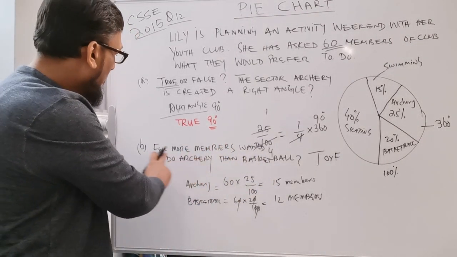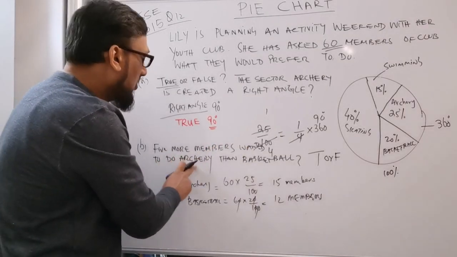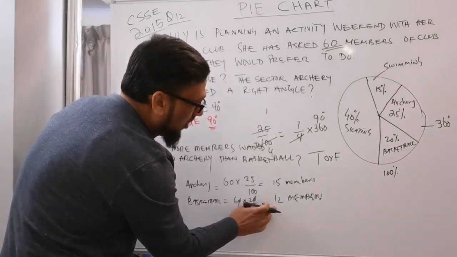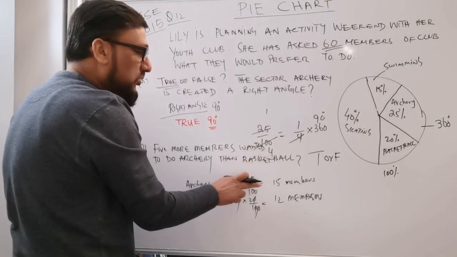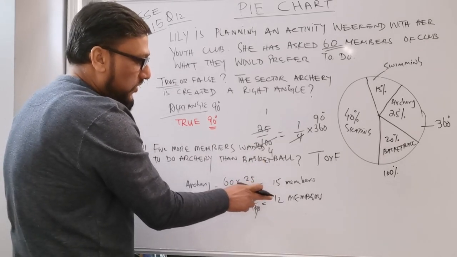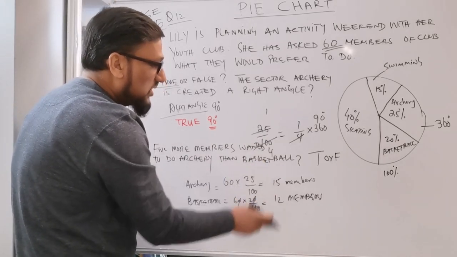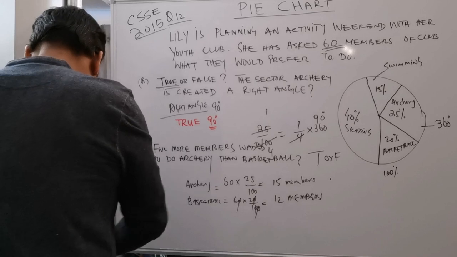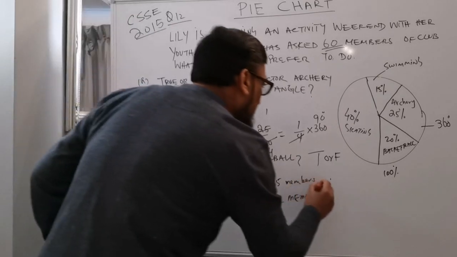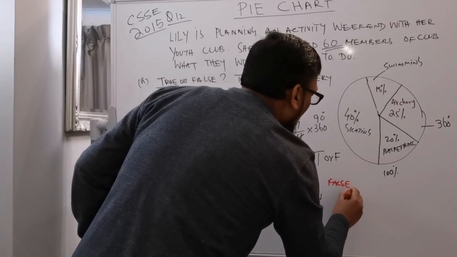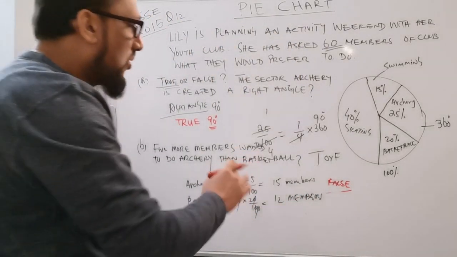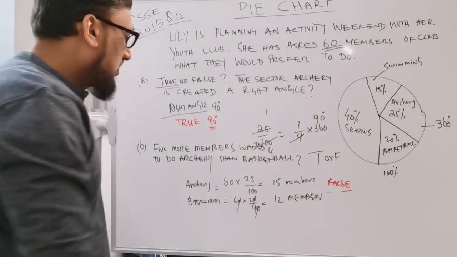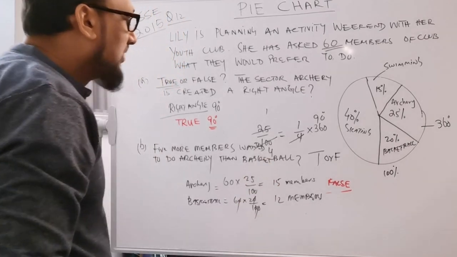Now look at the statement: five more members wanted to do archery than basketball. No, because basketball has only 12, so only 3 members more are doing archery. This statement is false because only 3 more members are doing archery, not 5. The difference between 15 and 12 is 3.